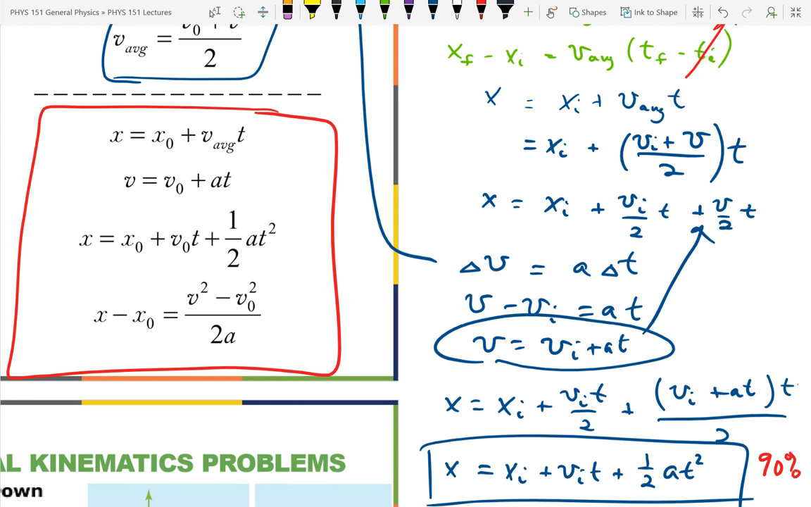Now, the other way to solve it would be to use the second equation up there. The speed is the initial speed plus acceleration multiplied by time. It turns out that's the simpler way of doing it, and the benefit of doing it that way is it will give you a positive if it's positive. It'll give you a negative if it's negative.